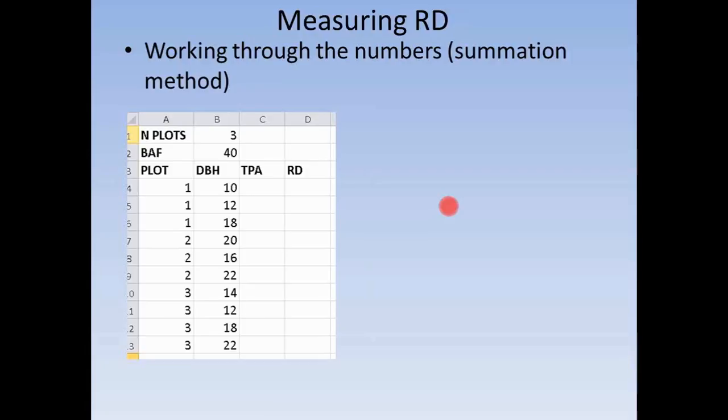We'll talk about what to do with the data once we get back. Say we have 3 plots. I would never measure 3 plots. I would at least measure 5. But let's say we have 3 to make it simple. And we have a BAF factor. So here's those DBHs we measured, and we just measured them in 2-inch classes. And maybe we estimated those values.